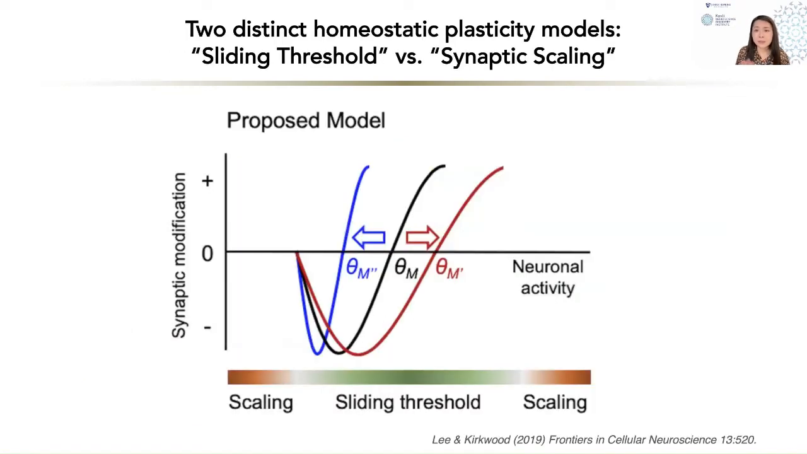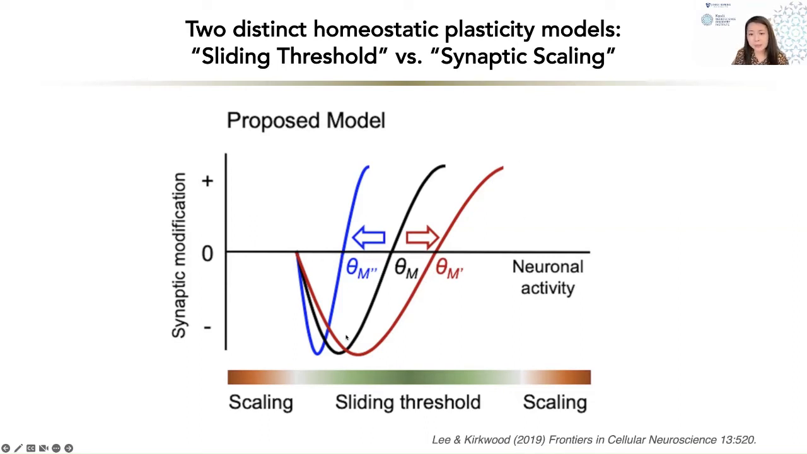So I'm going to tell you two different models for homeostatic plasticity that we initially thought might be responsible for this kind of adaptation. One of them is called the sliding threshold metaplasticity model, and the other is called the synaptic scaling model. And this is coming from a recent review that I wrote with Alfredo Kirkwood, where we proposed that the sliding threshold model could be operating within a physiological range.